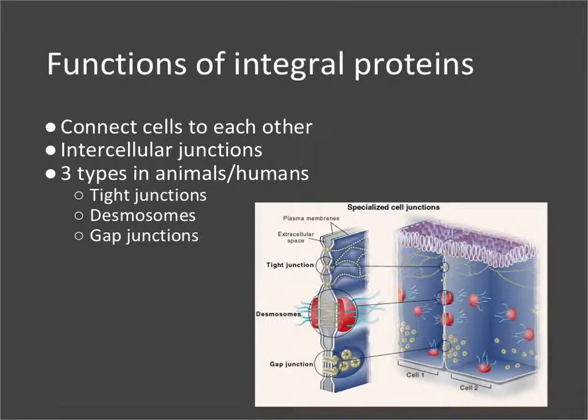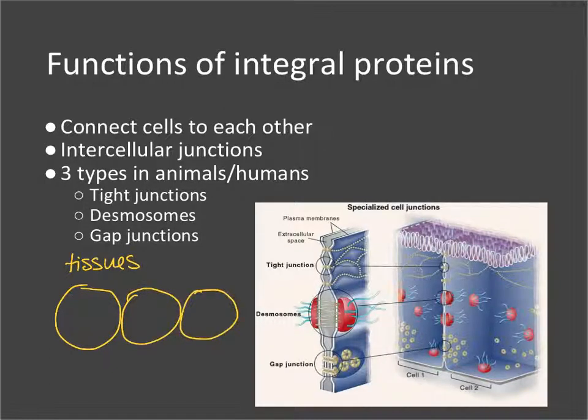Integral proteins can also work as a way to essentially attach cells to each other. So far we've talked a lot about cells just being these independent units, but in reality, cells often work together, and they work together to form these things called tissues. So tissues are just cells that are working together to fulfill a function or carry out a function. And so in order to do so, they have to be able to be connected to each other. And sometimes those connections are just involved in holding them together. Other times it allows the cells to communicate with each other. So we're going to talk about these different types of intercellular junctions on the next couple slides.